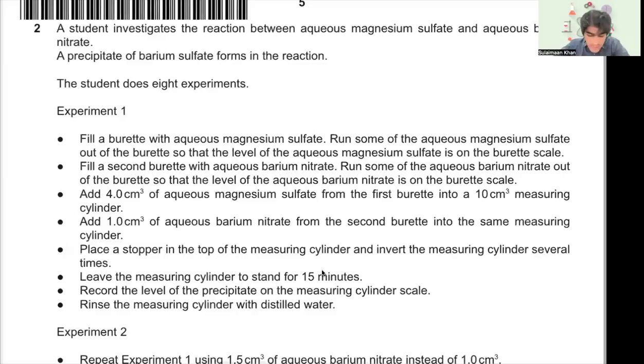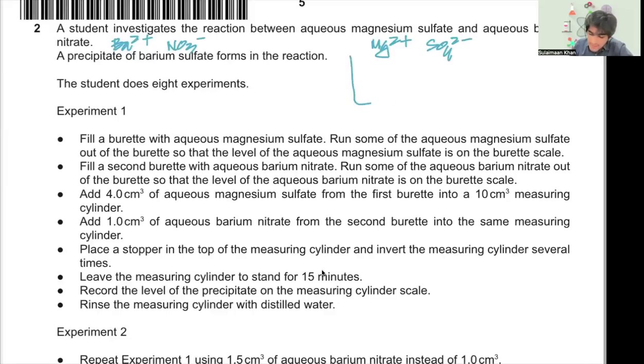So please chop, chop. A student investigates the reaction between aqueous magnesium sulfate. So if it's aqueous magnesium sulfate, you're going to have the magnesium 2 plus ion and the sulfate 2 minus ions. And aqueous barium nitrate. Barium nitrate means you're going to have the barium 2 plus ions and the nitrate 1 minus ions. Done? And he says a precipitate.